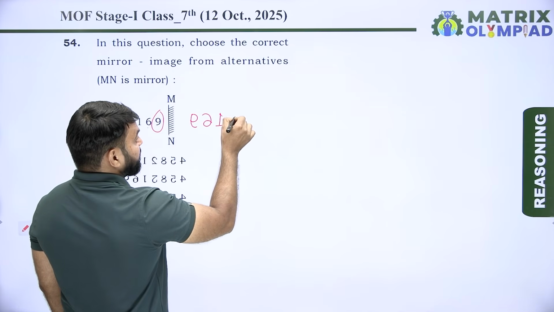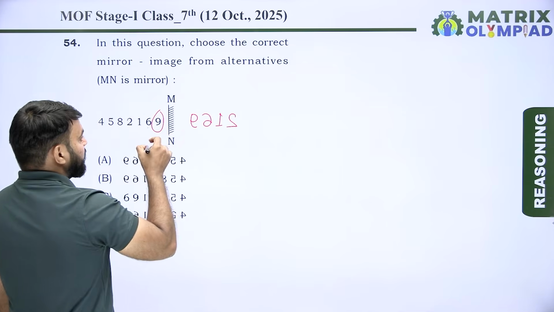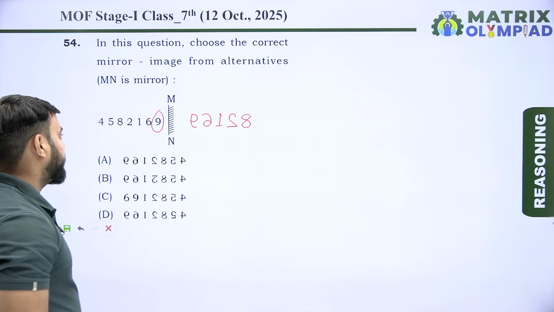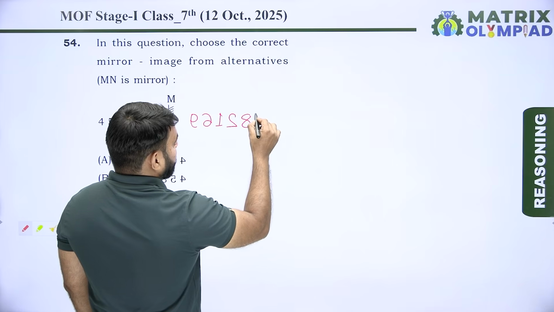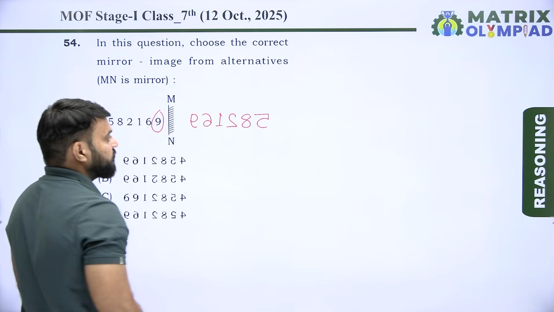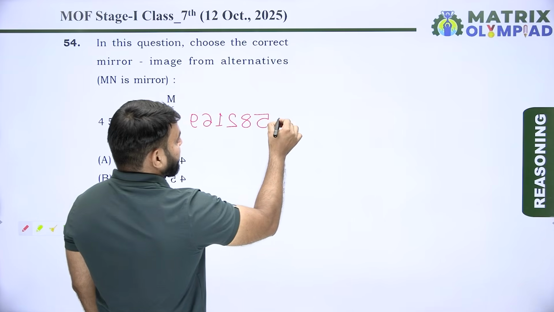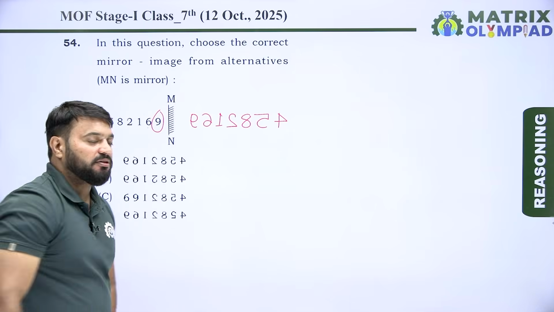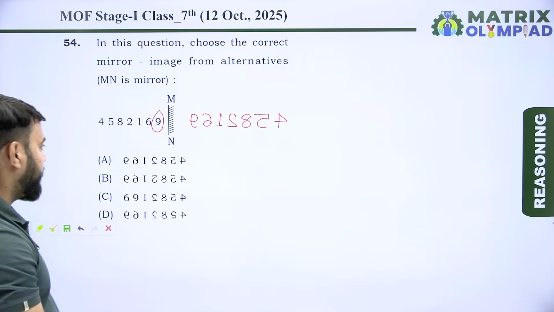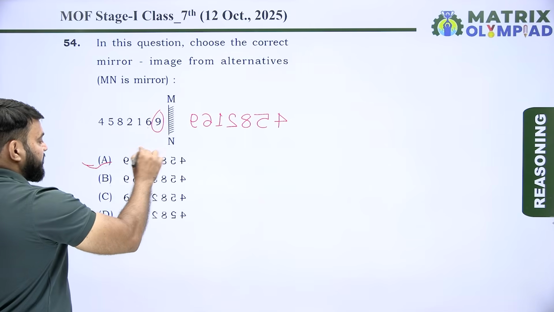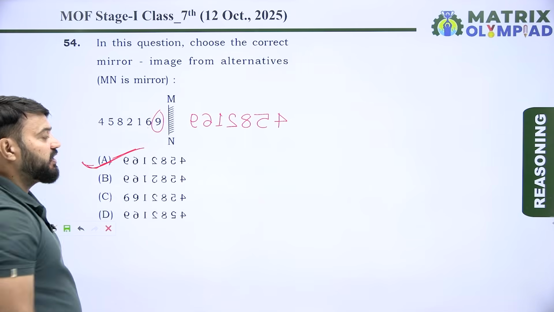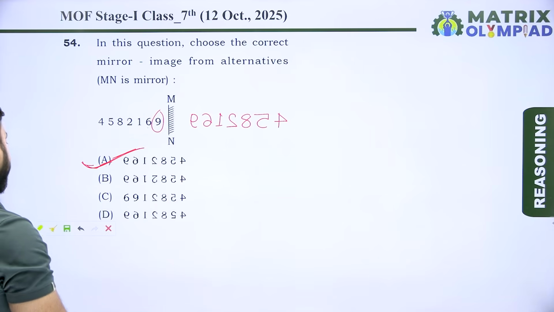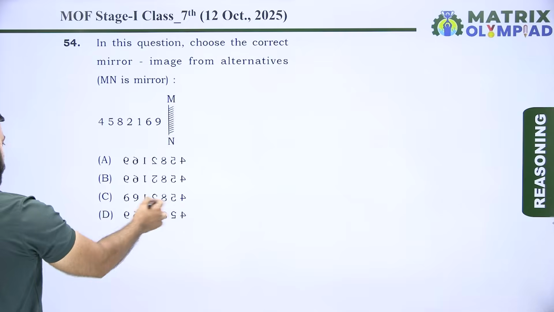Next find the mirror image of 2. So this is the mirror image of 2, and then find the mirror image of 8. So this is the mirror image of 8. Next find the mirror image of 5. So this is the mirror image of 5, and finally find the mirror image of 4. So this is the mirror image of 4. So this is the correct mirror image of the given numbers. So here option A is the correct answer of this question, because option A shows the correct mirror image of the given number. Let's move on to the next question.